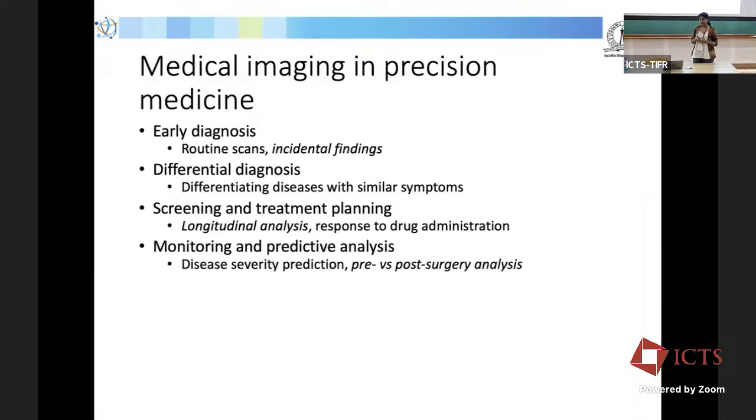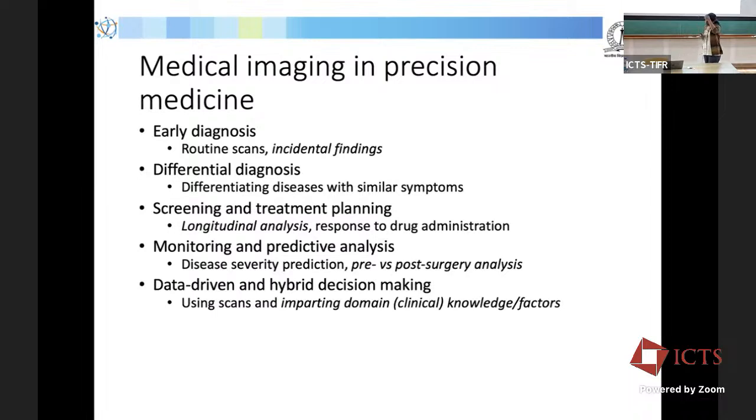And monitoring and predictive analysis. So this is to predict the severity of the disease over specific time points. And also if surgery is involved, what is the condition of this particular lesion or the disease biomarker before and after surgery? Has it gone away completely? And what is the reduction in volume? So is there any chance of it coming back?